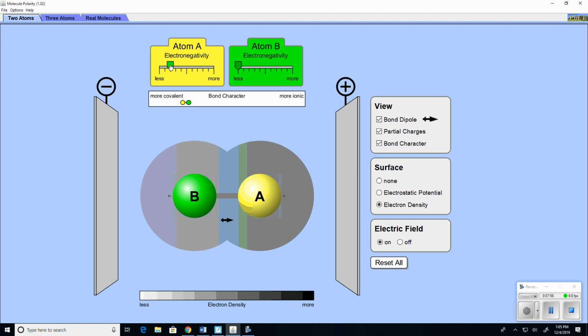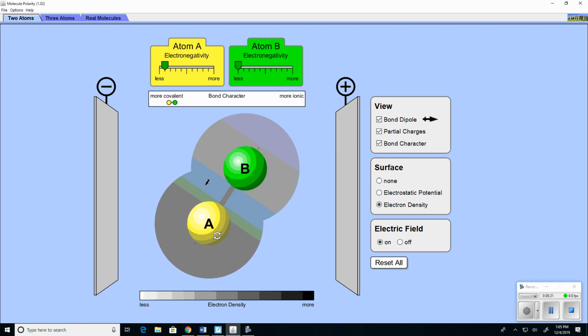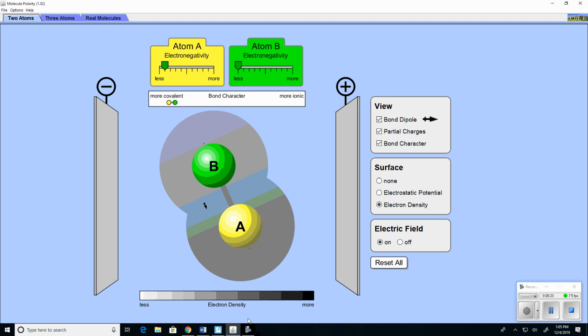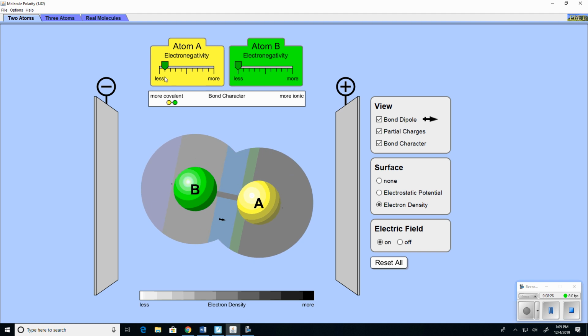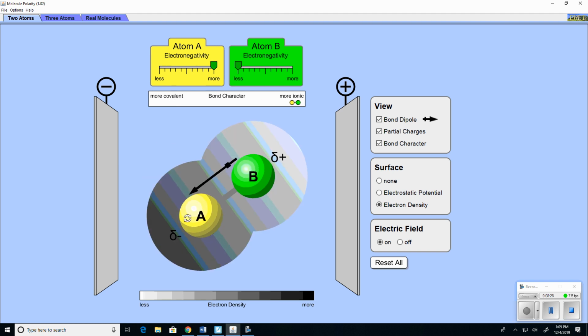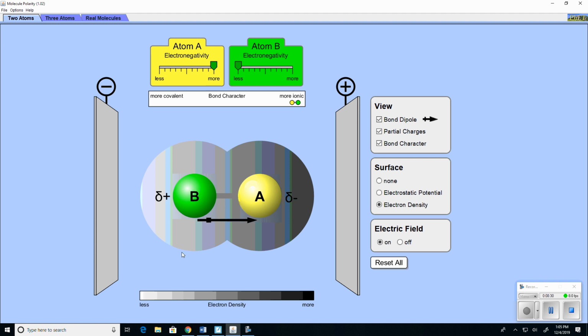But as I increase the electronegativity of A, there's a greater and greater unequal sharing of electrons, where it becomes more and more polar. One of the tricky things about polarity is it's not a black and white thing of you're polar or you're non-polar. Because if there is even a little difference, it is slightly polar. However, notice how slow that is to respond to the magnetic field. Instead, I cranked it. It's going to switch over right away.